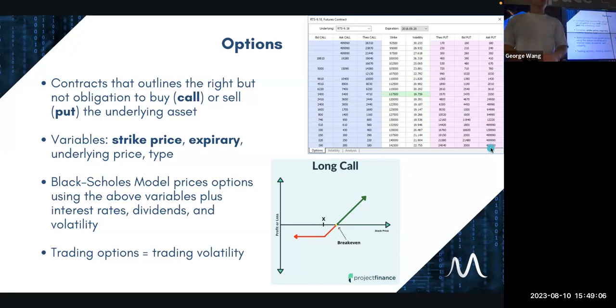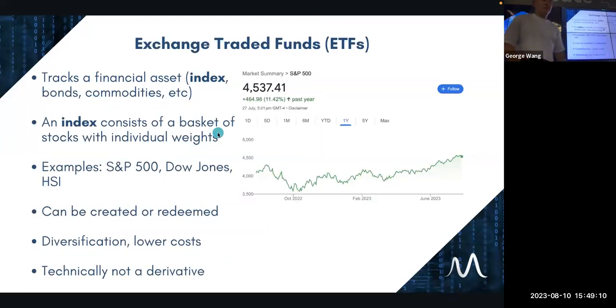Any questions? I think we're near the end. Okay, this is the last slide, so good to go. All right, finally we have ETFs. So this is some people's favorites.